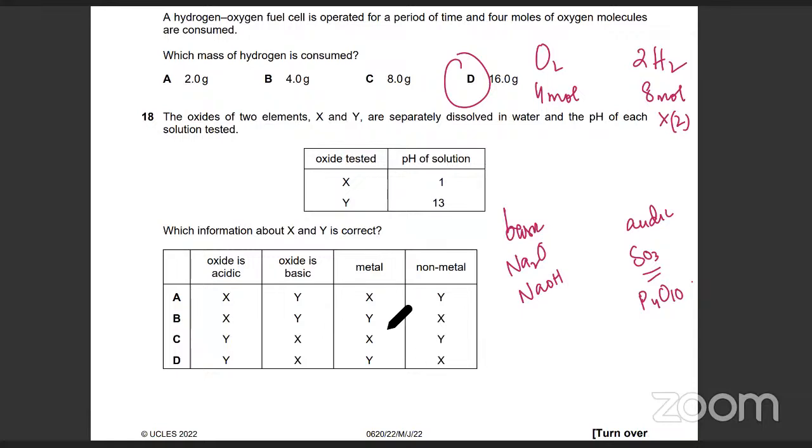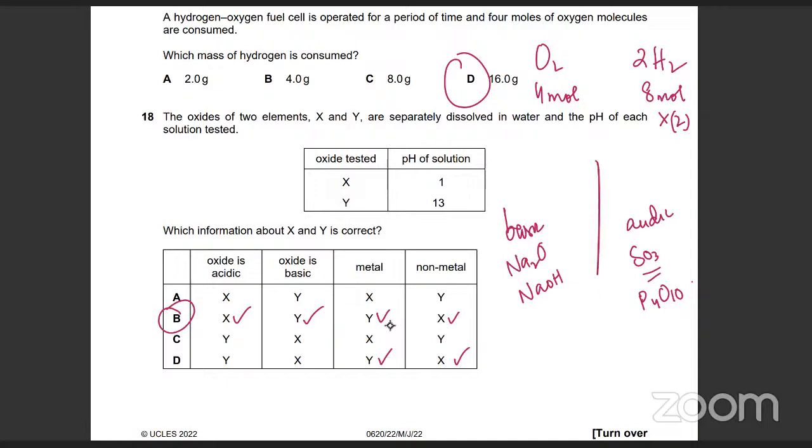Which one is acidic? Which one is the one that's basic? तो ठीक है B होगा. Clear? Yes, sir. Metal oxide is basic and non-metal oxide is acidic.